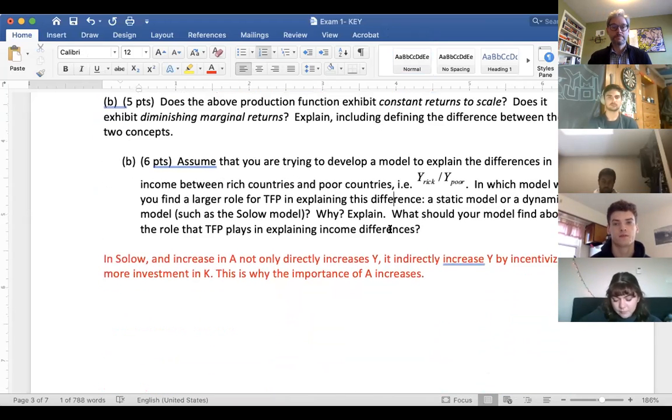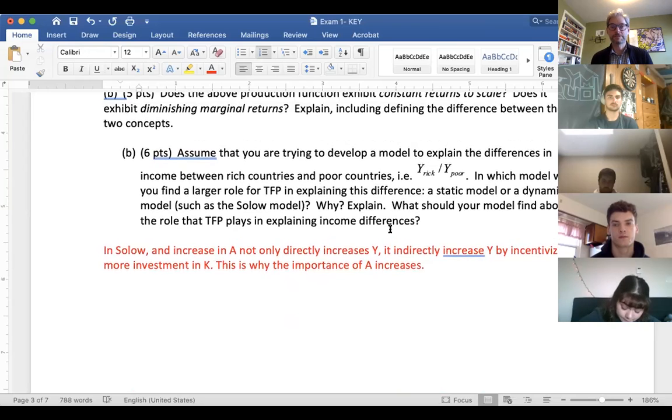Part C here, assume you're trying to develop a model that explains the differences in income between rich countries and poor. In which model will you find total factor productivity explaining more of a difference, a static or a dynamic model? As we talked about in class, dynamic models make total factor productivity more important.